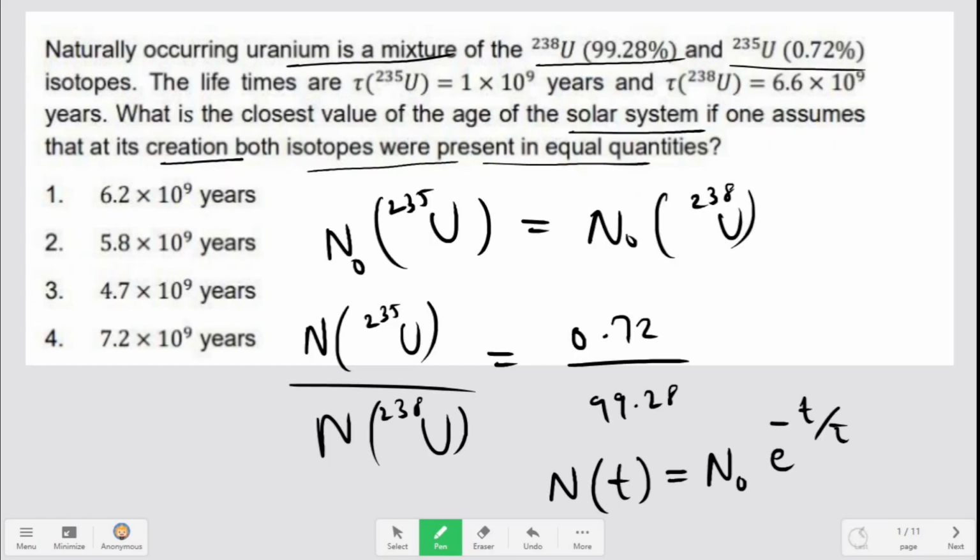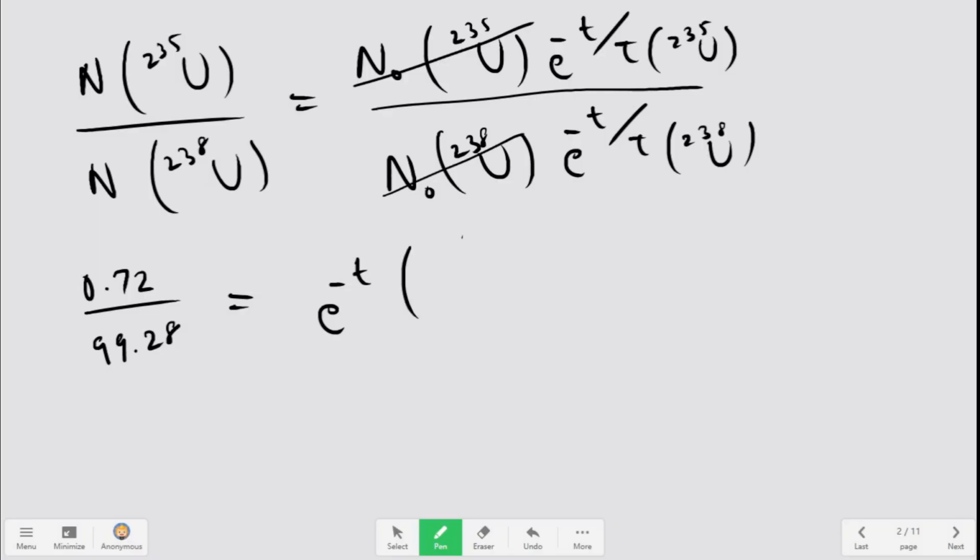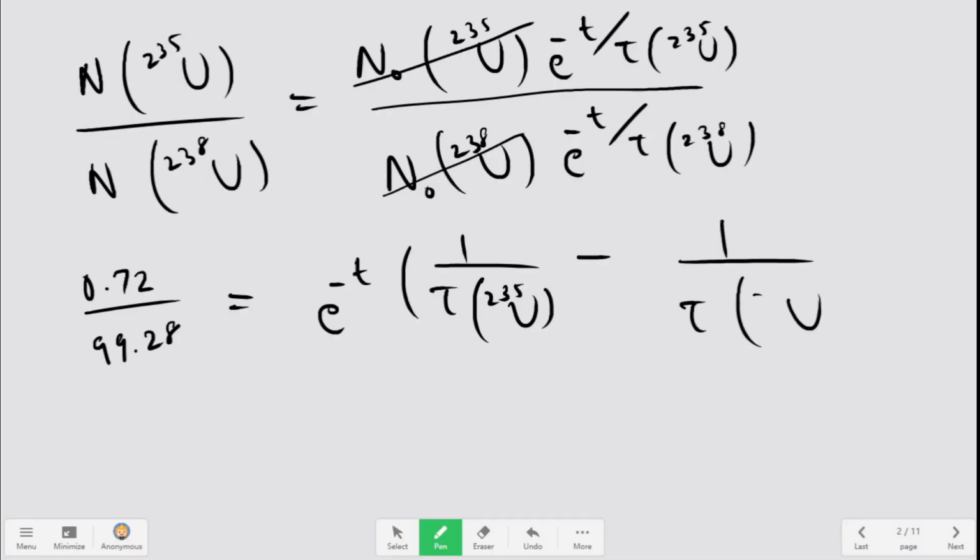Now in the question, it is given that the isotopes are present in equal quantities at a time t equal to 0. Therefore, this gets cancelled. And in the LHS we have 0.72 by 99.28. This is equal to e raised to minus t into 1 by tau U235 minus 1 by tau U238.